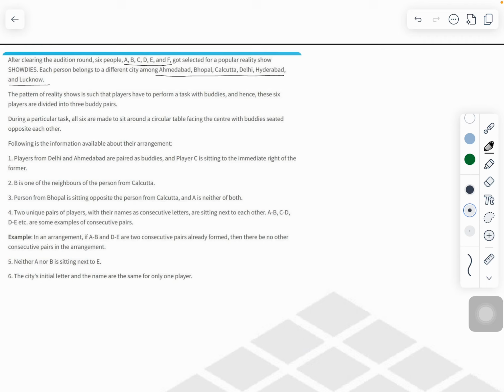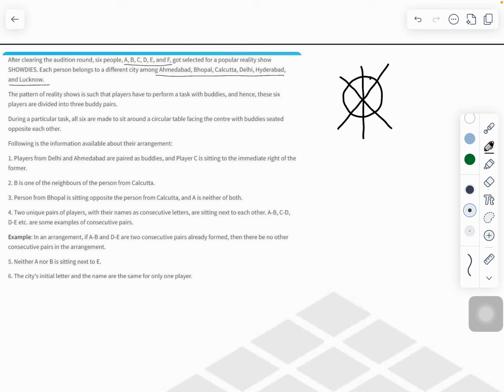Following is the information about the arrangement. The players from Delhi and Ahmedabad are paired as buddies. If they are paired as buddies, what does it mean? It means they are sitting opposite to each other. Let's write down all the data. So there are 6 people. The way we are going to write this, we are going to draw a circle. Inside the circle, I am going to write the names of the people A, B, C, D, E, F, and outside the circle, I am going to write the cities they are from.